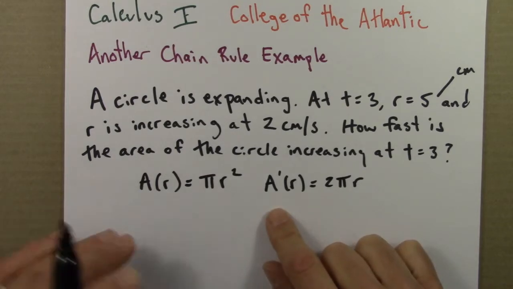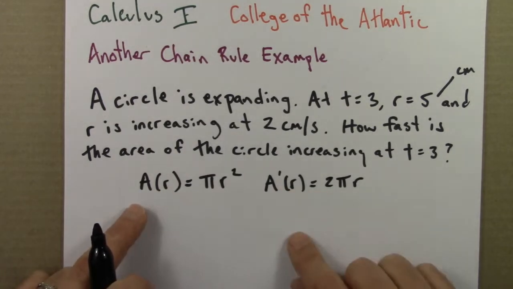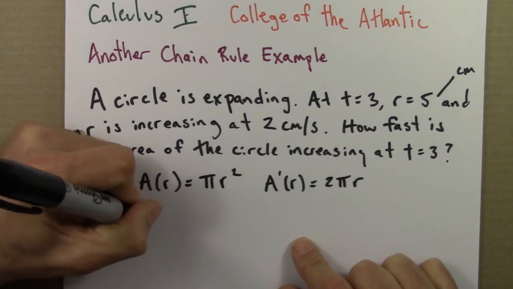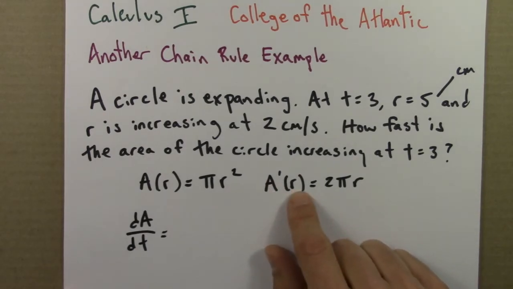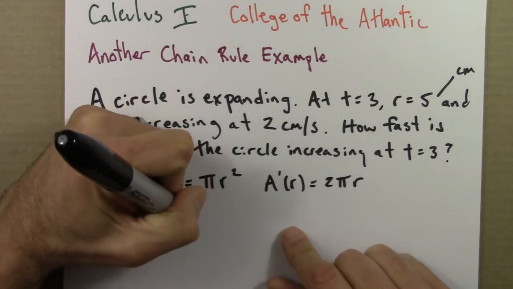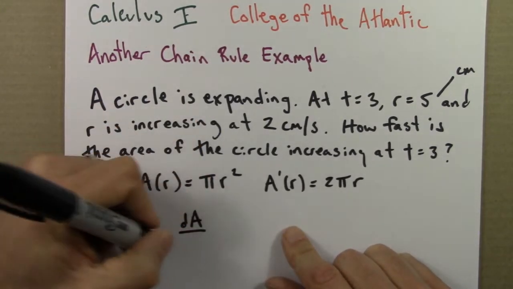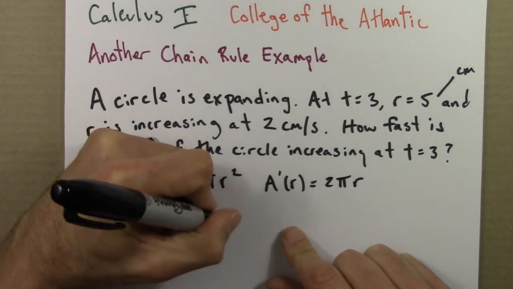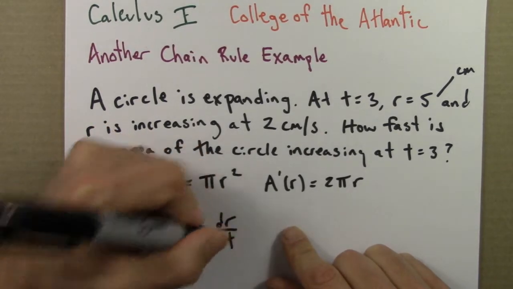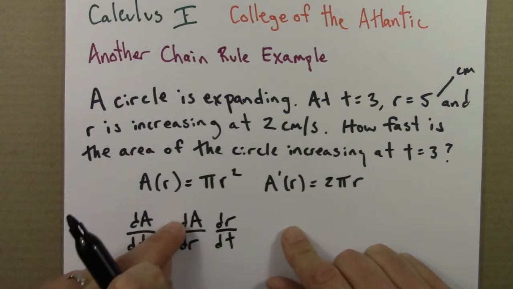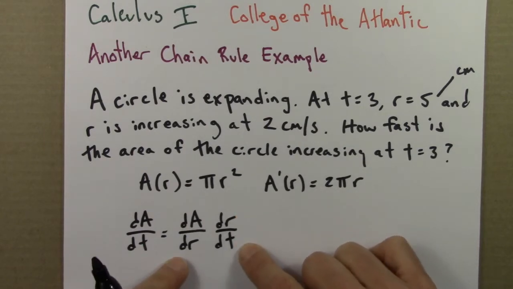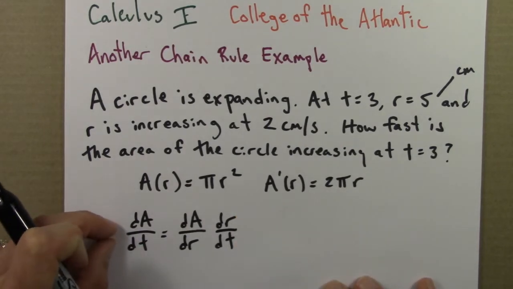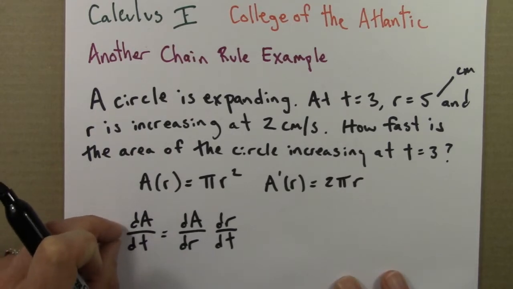So we need to use the chain rule because we're interested in how area is changing over time. So this is how area is changing with respect to radius, but we want to know how area is changing over time. And well, this is a chain situation because area is changing with radius, and radius is changing with time. So area changes because the radius changes, and then the radius changes with time, and multiplying these together gives us dA/dt, the rate of change of the area with time.